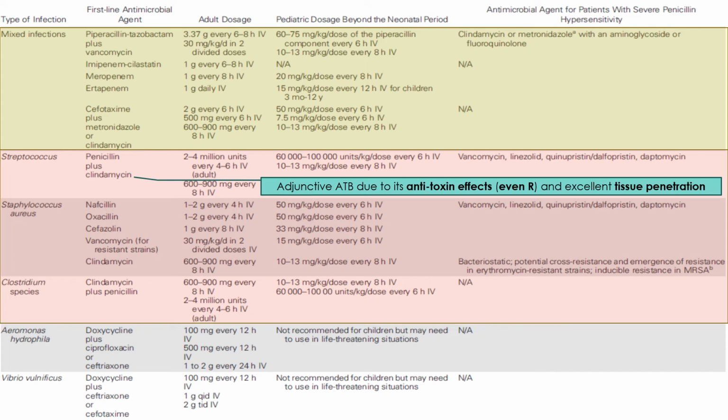Sometimes we have an interesting question: when the Streptococcus shows resistance to clindamycin, should we still use it? About the adjunctive antibiotic clindamycin, we use it because of its antitoxin effect, so we can use it even if the pathogen demonstrates resistance to this agent, and this agent has excellent tissue penetration.